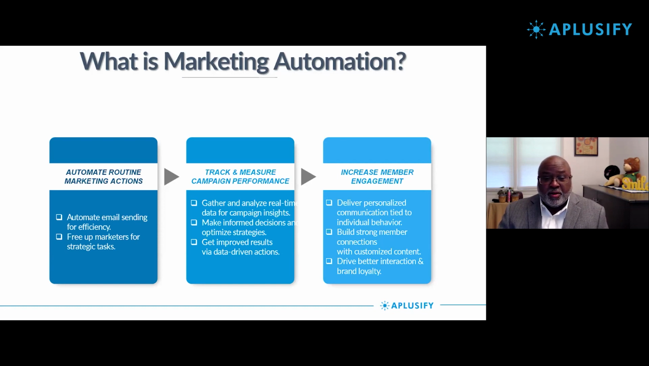As I discussed earlier, associations tend to gather a lot of data, but they don't always use it well. Marketing automation activities in Salesforce allow you to use the data you gather to make informed decisions and optimize your strategies, which will give you improved results via data-driven activities and actions. You can also increase engagement by delivering personalized communications tied to individual behavior. This will in turn build strong member connections with customized content and drive better interaction and brand loyalty.